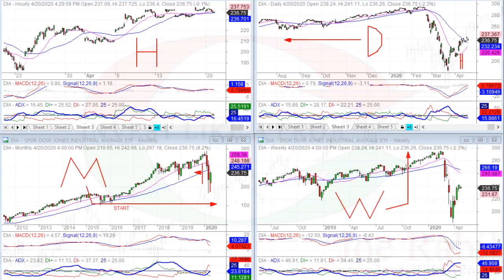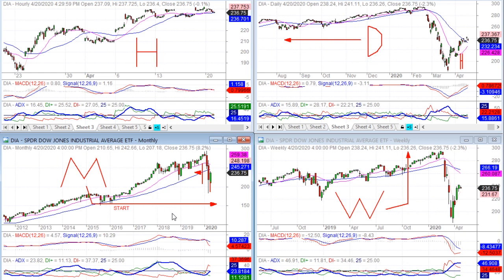What I'm doing to start, I want to show you, I've got a slightly different layout than I've done in past videos. I've got 4 charts up. This is my stock grid, as I would call it. On the bottom left, I've got a monthly. The bottom right is a weekly chart. Upper right is a daily, and then upper left is an hourly.